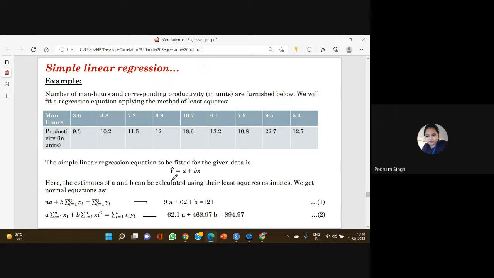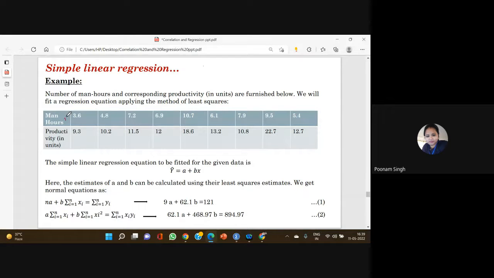As I told you, to fit the linear regression equation, we will have to compute the values of a and b. So here the estimates of a and b are calculated using the least square estimates. So we get the normal equations as equations 1 and 2. And these values of summation xi, n, which is the number of observations, summation yi, summation xi square, summation xi yi, these are all computed from the data.